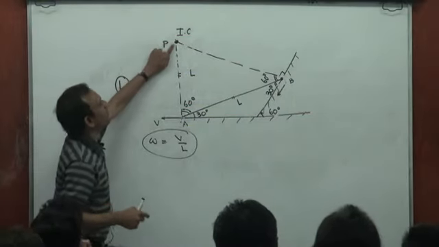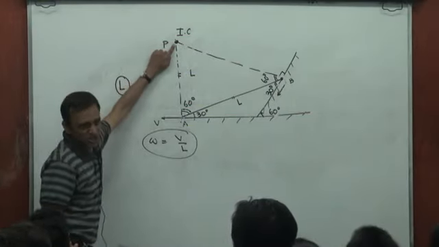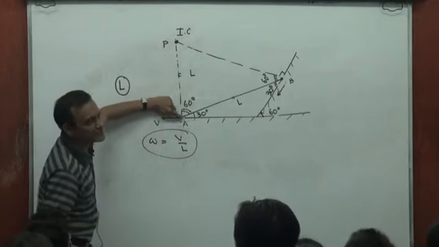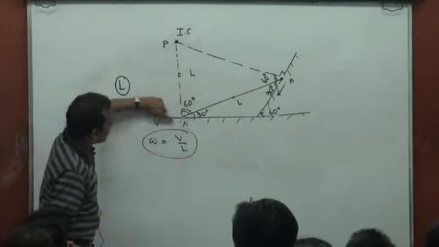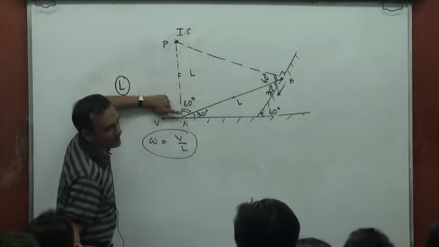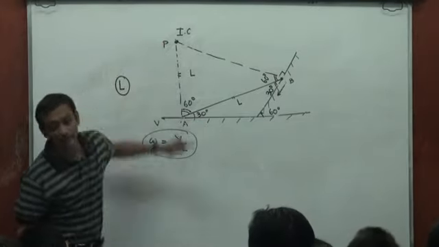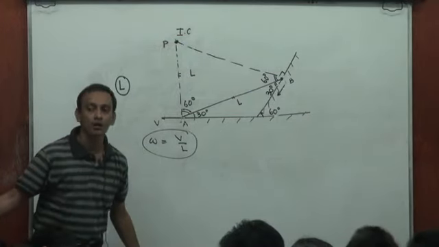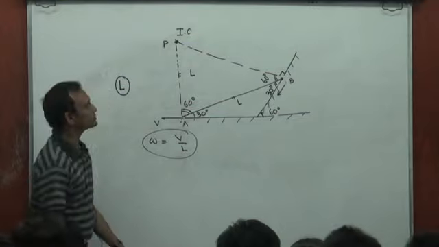I mean, think of P as yet another point whose velocity is 0. This is a point with 0 velocity. This point A has velocity v, and the relative velocity perpendicular to AP divided by the length L will give you the omega of the rigid body. V minus 0 divided by L will give you the omega of the rigid body. That's what you do.